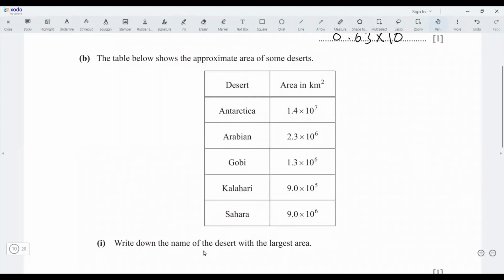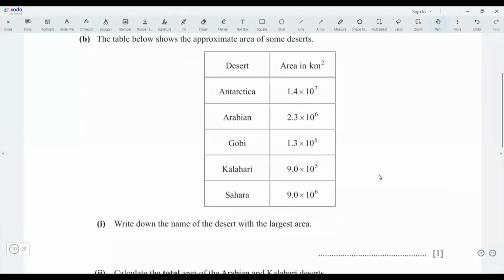So we have to write down the name of the desert with the largest area. Look at the powers of 10. Which power of 10 is the biggest among all of them? That is 7. And about which desert? It's Antarctica. No need to look at the numbers in front of the powers of 10, because if the power of 10 is the biggest, that represents that this specific area or desert is the largest among all the other deserts given in the table.